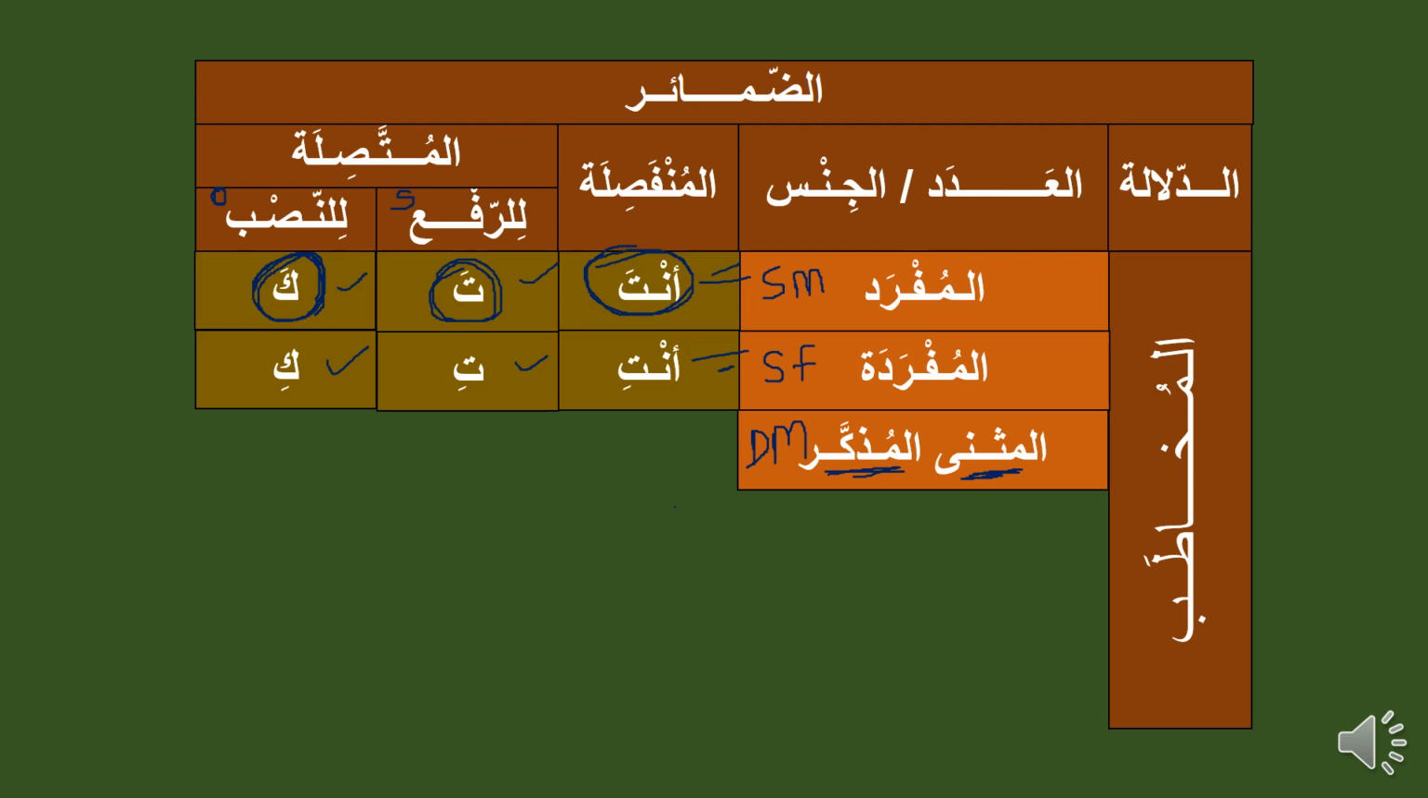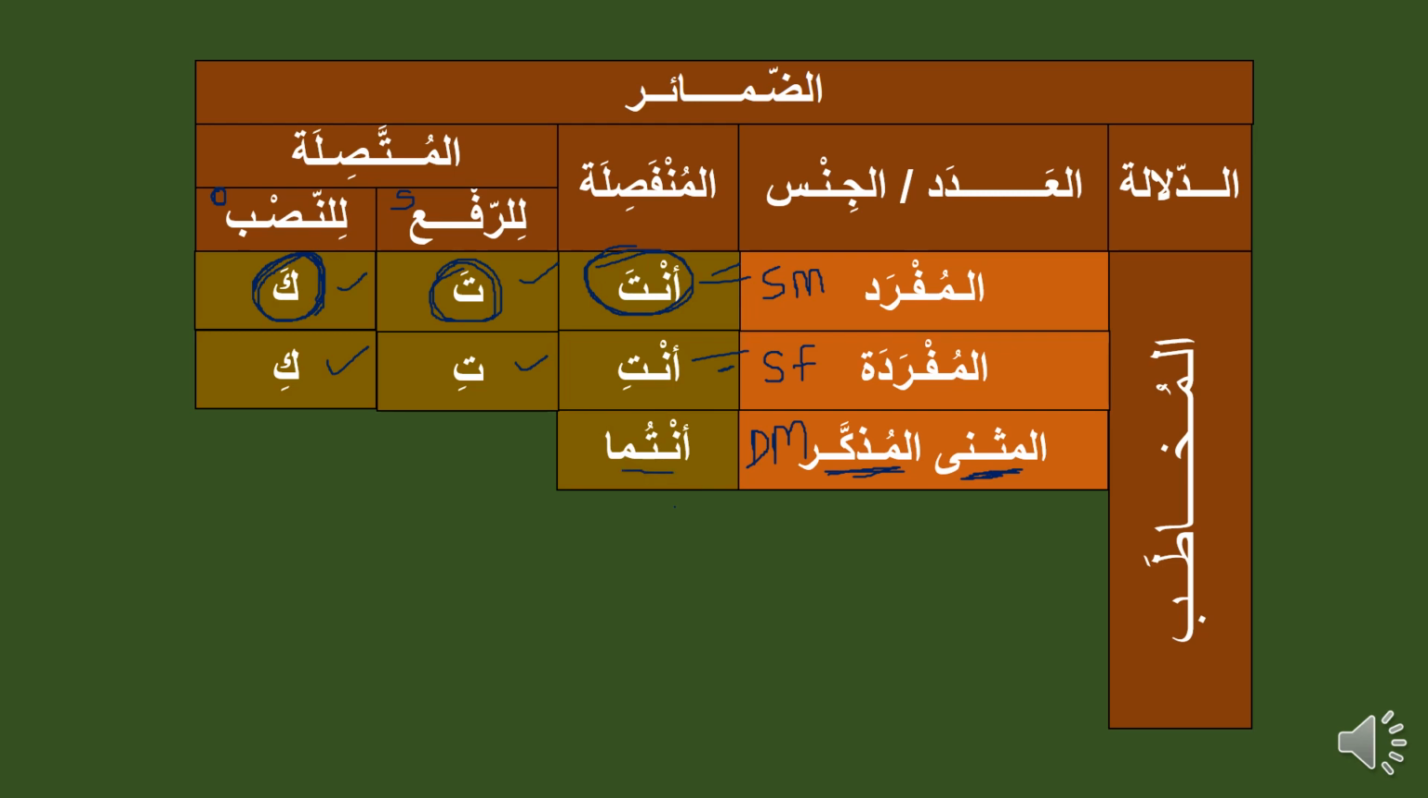So if you are two now, don't forget, if you are two that I'm addressing, you guys are masculine. You are male, not female. You are male, muzakkar. I'm going to say antuma. So this is it.